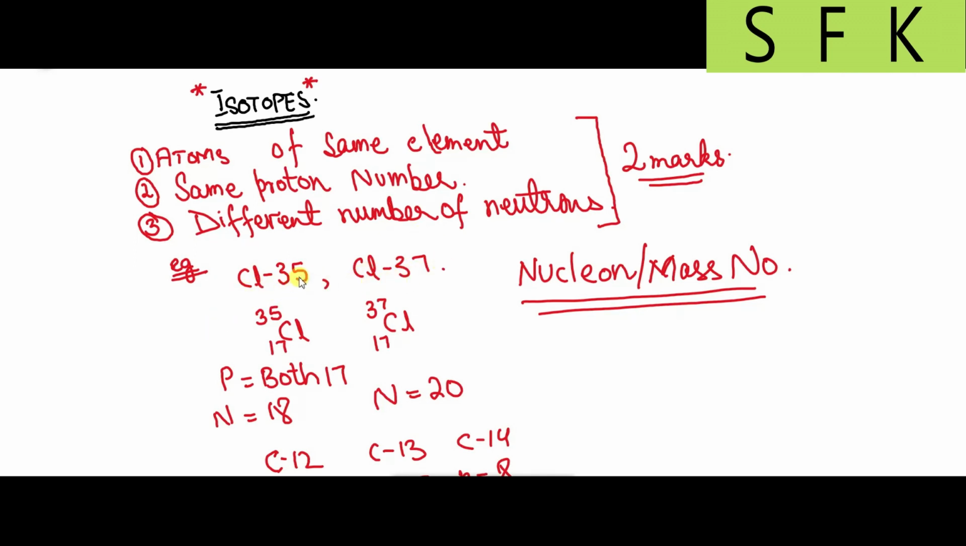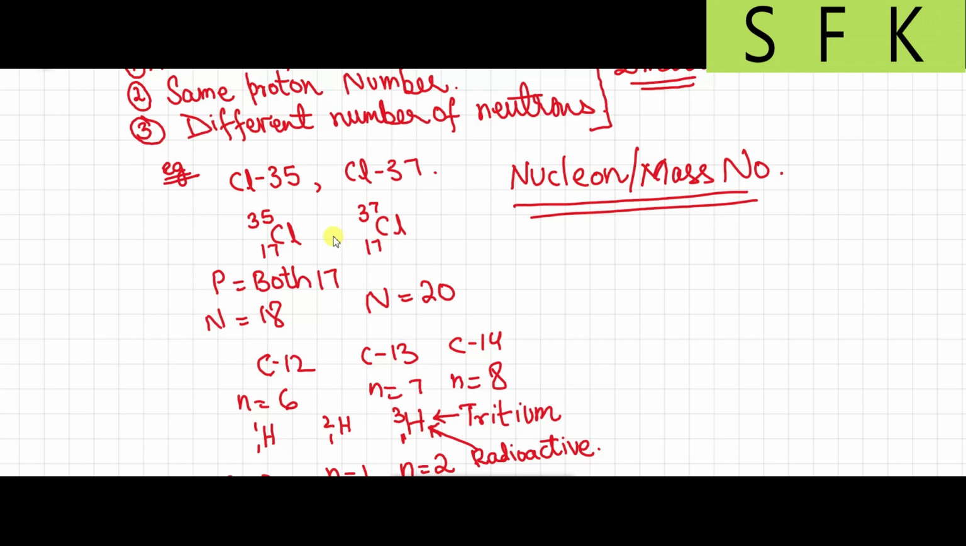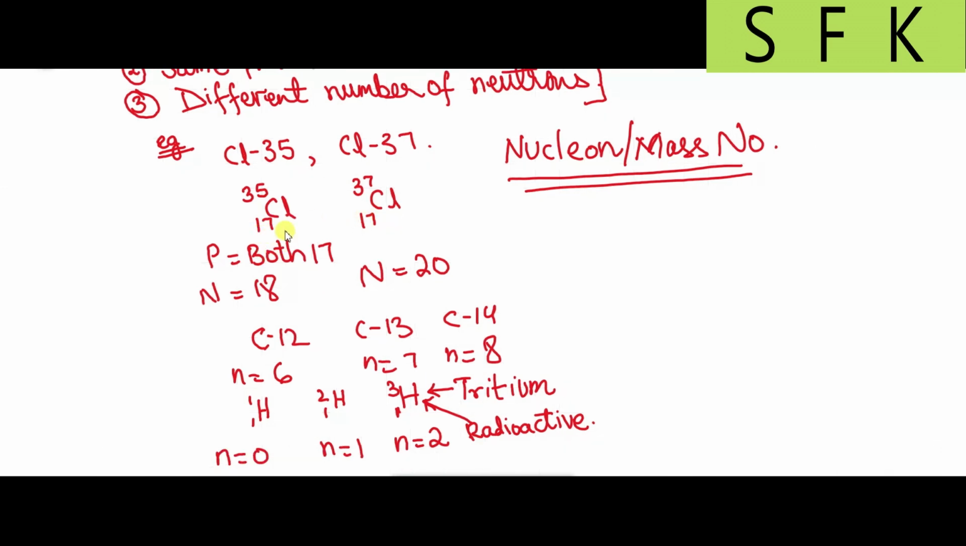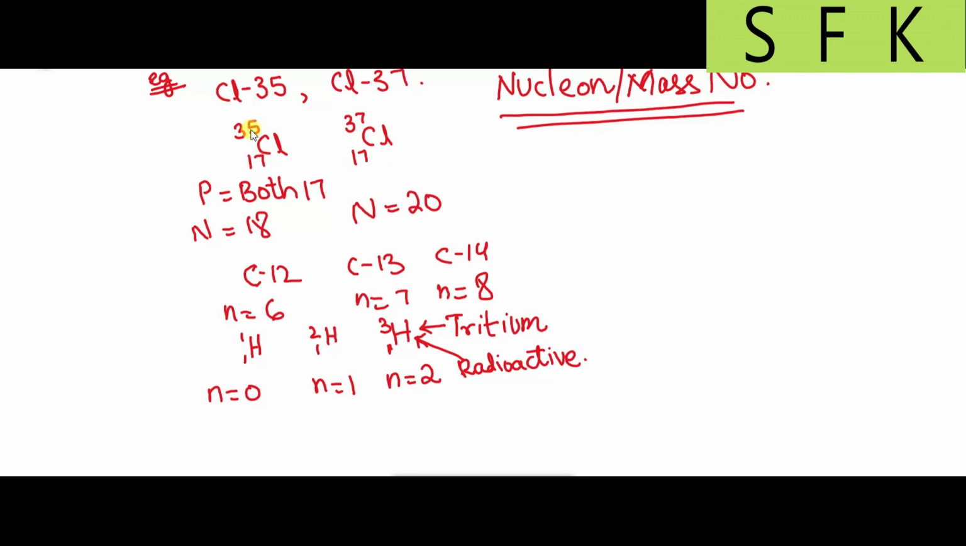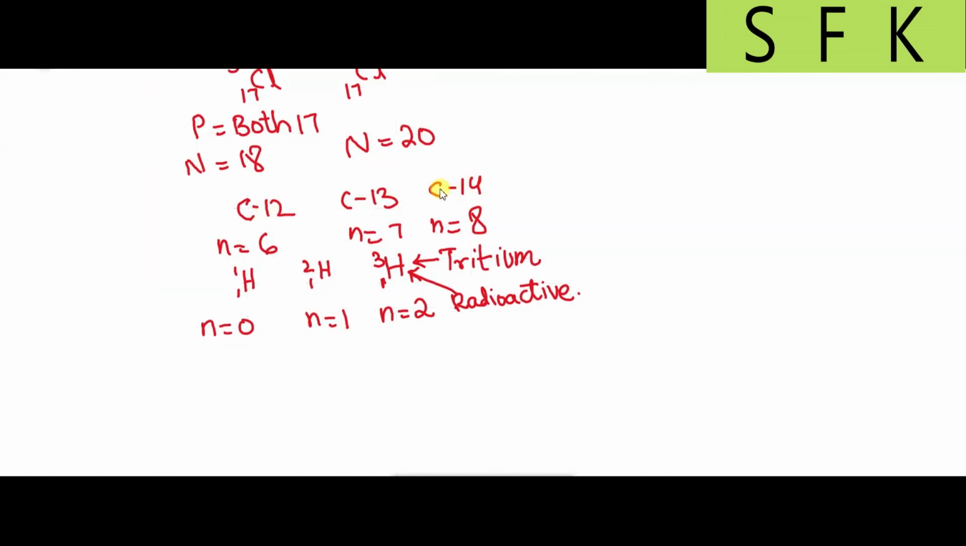Chlorine 35 has a nucleon number of 35. Chlorine 37 has a nucleon number of 37. But they have the same protons, 17 and 17. Neutrons over here are 35 minus 17, which is 18, whereas the neutrons over here are 37 minus 17, which is 20. So 18 and 20. Similarly, carbon also has three isotopes, 12, 13, 14.